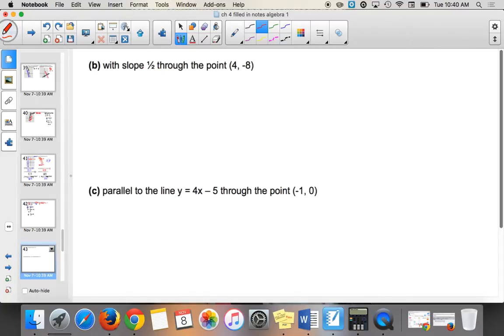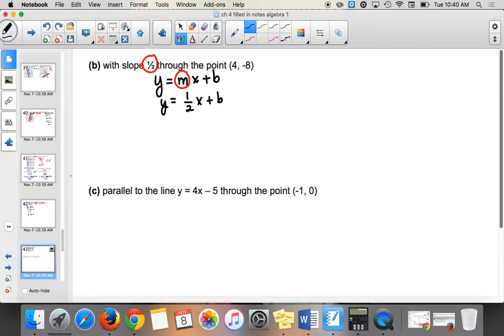All right, so what if we have a slope of 1/2 through the point 4, -8? So is -8 our y-intercept? No, because we have 4, -8, right? So it can't be our y-intercept. All right, so we start out with our y equals mx plus b. And we're like, okay, I know my m. My m is for sure this 1/2. So I'm going to replace my m with 1/2. So I have y equals 1/2 x plus b.